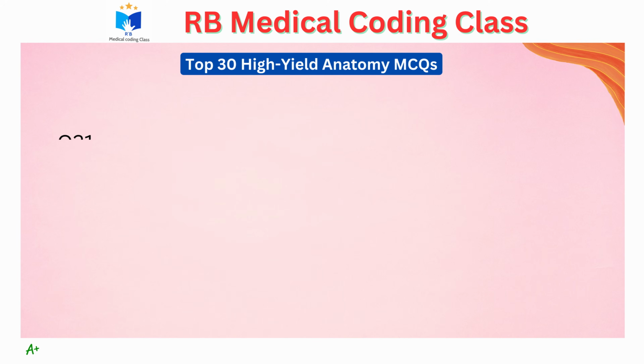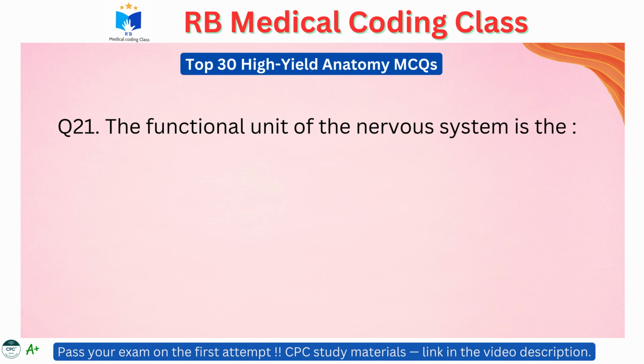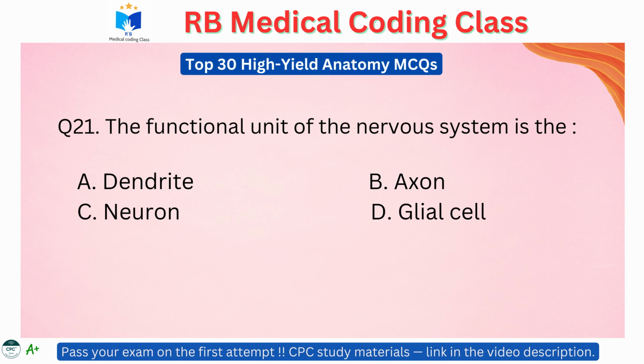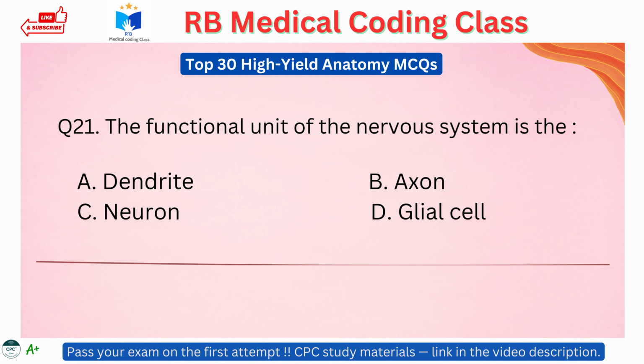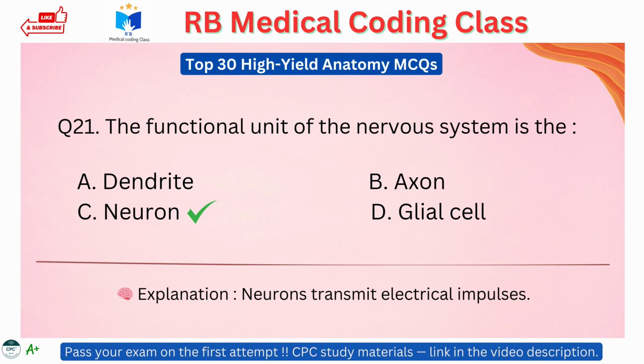Question 21. The functional unit of the nervous system is the A. Dendrite. B. Axon. C. Neuron. D. Glial cell. Answer. C. Neuron. Explanation. Neurons transmit electrical impulses.